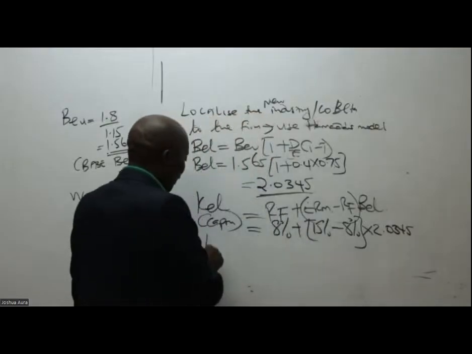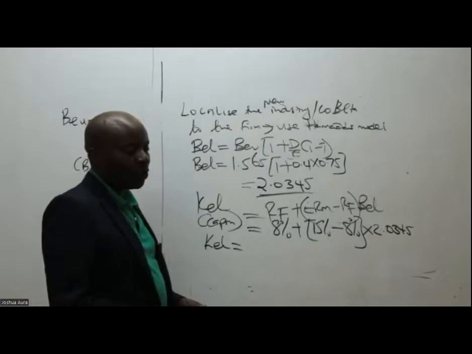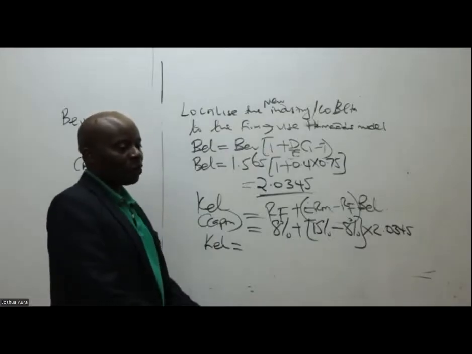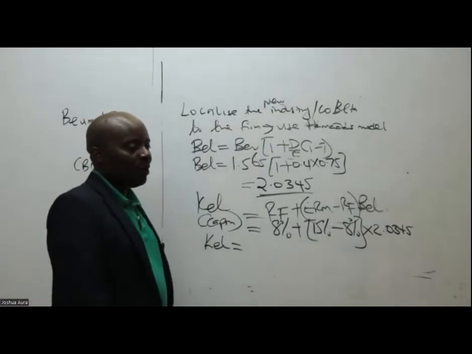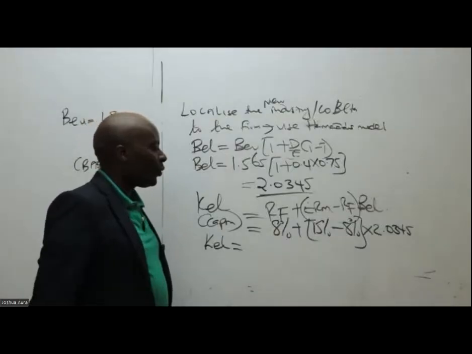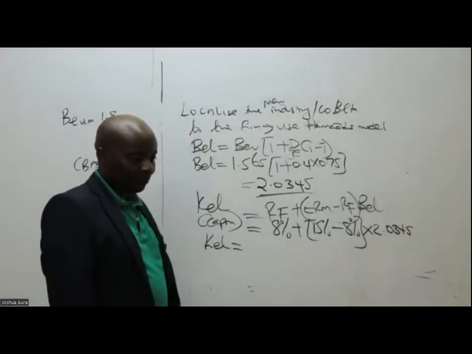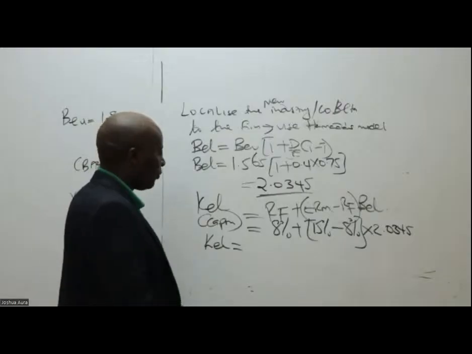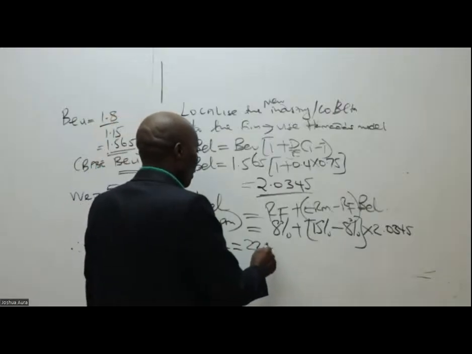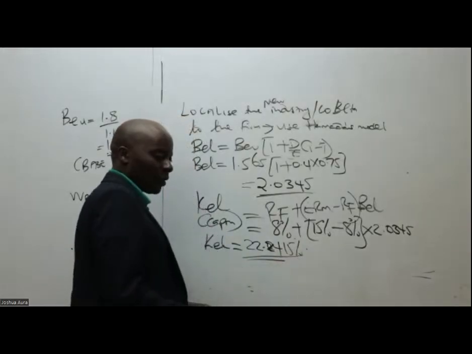Then what is our Kel? Our cost of equity of a levered firm will be equal to who? Can somebody give us this figure? 22.2415. Thank you so much.